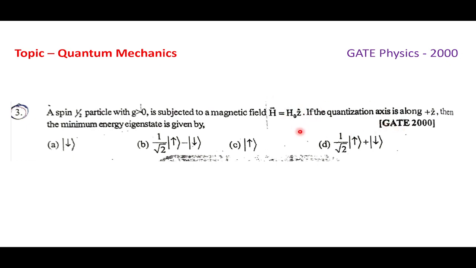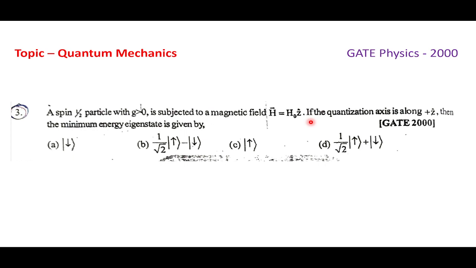Hamiltonian is not given. Usually it is given for a magnetic field. So can you say what will be the Hamiltonian for the system? Magnetic field is given. So what will be the energy? Minus mu dot B. Students make a mistake here: it is minus mu dot B. If you do plus mu dot B, then you will get a totally different answer.